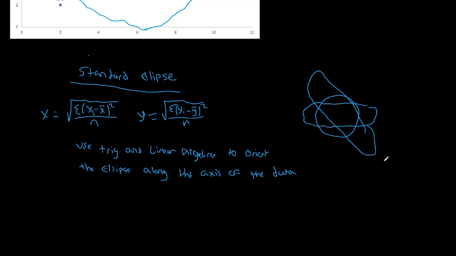So hopefully this makes sense, this concept of the standard ellipse and how it extends from the idea of the standard distance, and how we can use standard ellipses to measure not only the variation in the distribution, but by breaking it up into pieces, also measure the orientation.